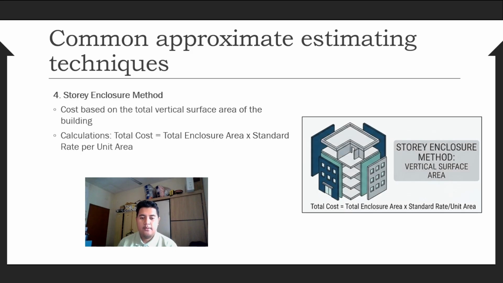And the last one is the story enclosure method. This more detailed technique calculates project costs based on the total vertical surface area of the building structural enclosure. To determine the budget, the total calculated enclosure area is multiplied by a standard rate per unit area, offering a quick way to weight different structural components, especially in a multi-story vertical build.